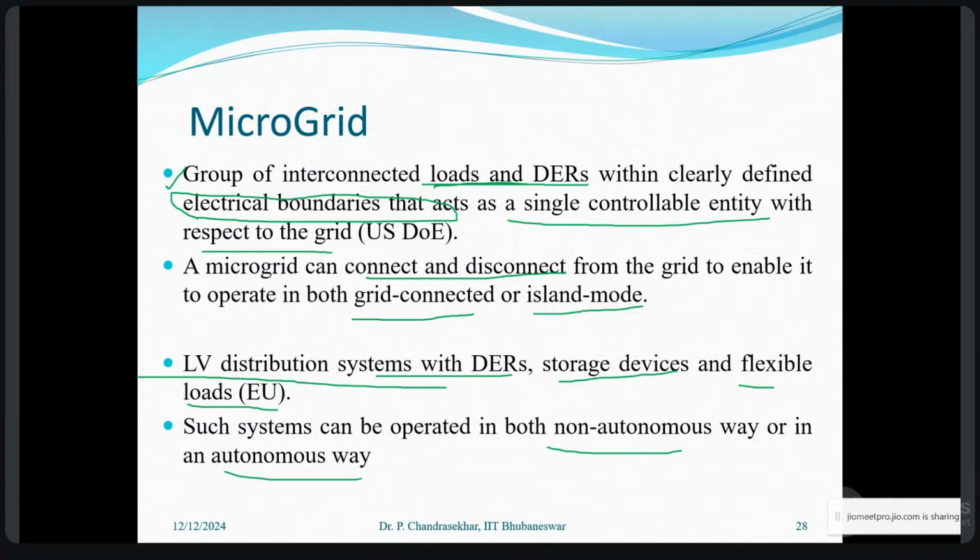Wherever the interconnection is happening, it has to maintain the same interconnection voltage. As it is getting interconnected with the grid, it has to maintain the same frequency of the grid. In addition to that, it has to supply the real and reactive powers demanded by the grid or the system operator. So that's how the non-autonomous microgrid has to operate.